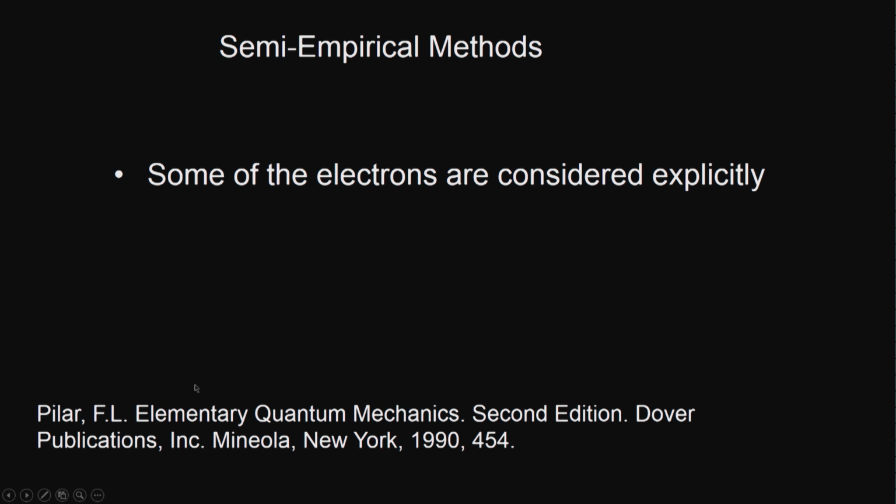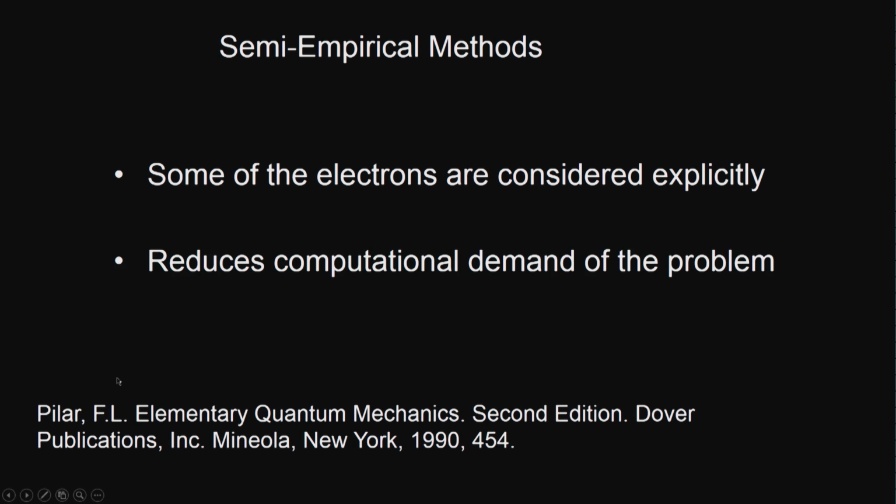So in semi-empirical methods, some of the electrons, like I said, are not considered explicitly, which reduces the computational demand of the problem. Okay, so semi-empirical methods are very popular and widely used because they are computationally less intensive and we get reasonably good answers. Of course it is not exact, but reasonably good answers.